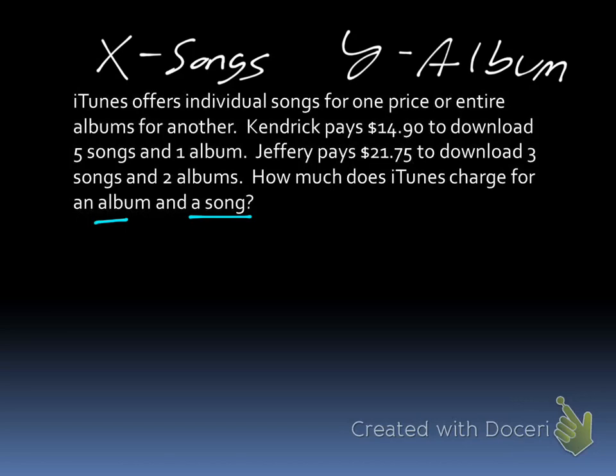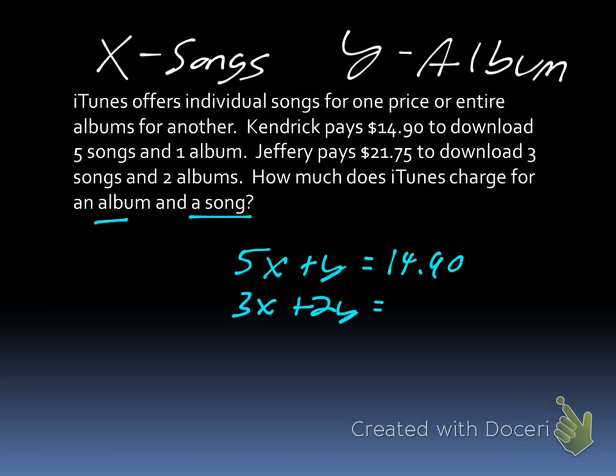You got one from Kendrick and you got one from Jeffrey. 5x plus y equals 1490. And then Jeffrey's is what? 3x plus 2y equals 2175. And there's your equations. Okay? Moving over here, everybody understand how you get that? Everybody see how you get that?